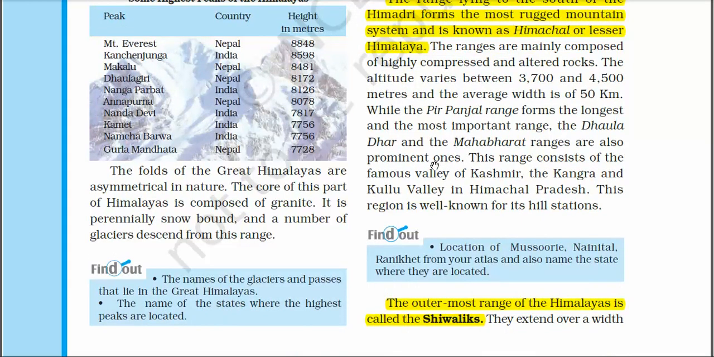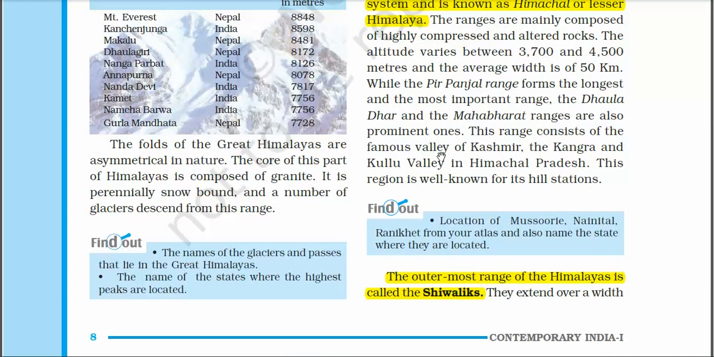While the Pir Panjal range forms the longest and the most important range, the Dhauladhar and the Mahabharat ranges are also prominent ones. This range also has some famous valleys such as Kashmir Valley, the Kangra and Kullu Valley, etc.